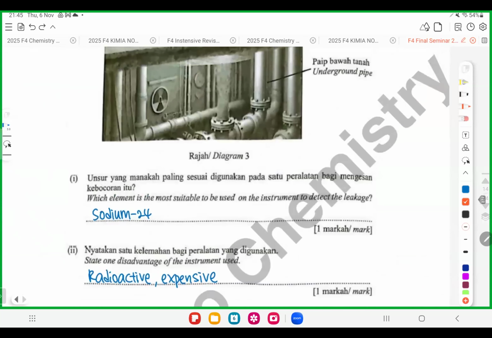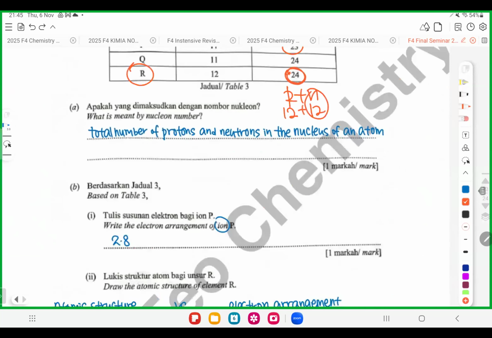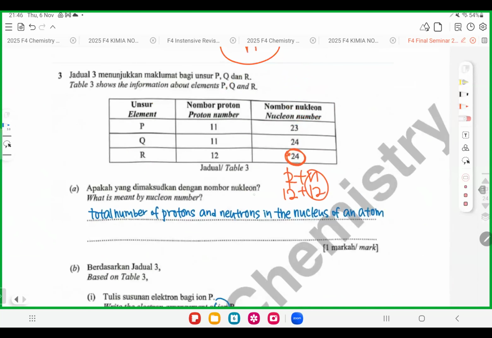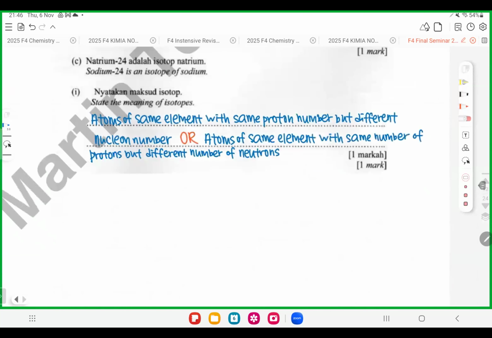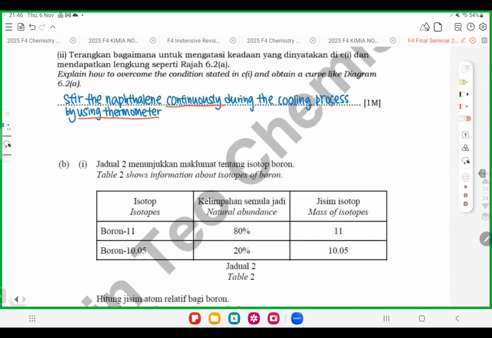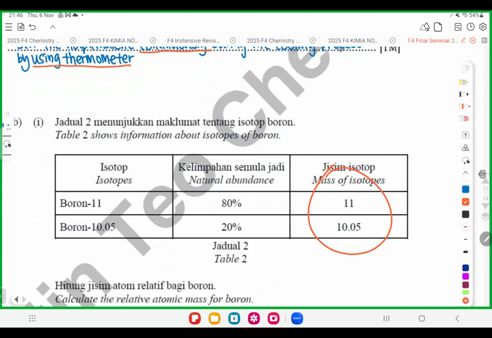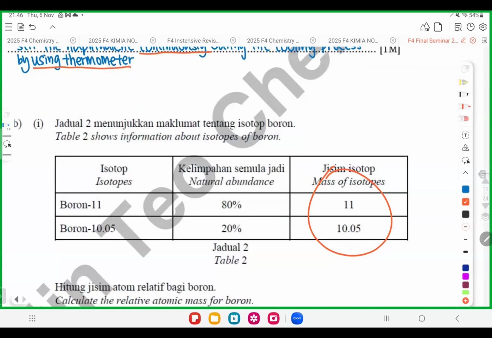Okay, isotopes, we also need to know how to calculate the mass. Sometimes they will give you multiple isotopes with different masses. Example like this, see? They will give you different isotopes which have different mass. You can go and calculate the relative atomic mass. This is quite easy, but surprisingly, many schools didn't cover this.